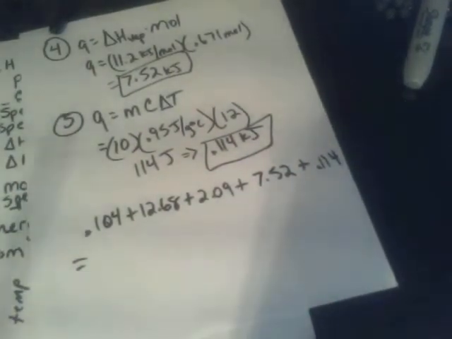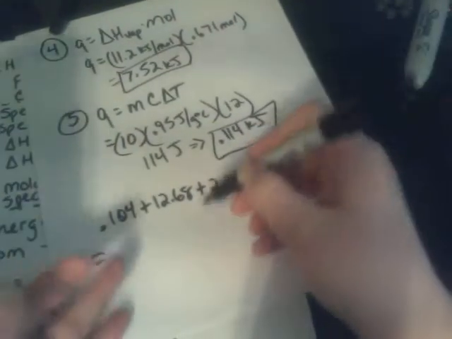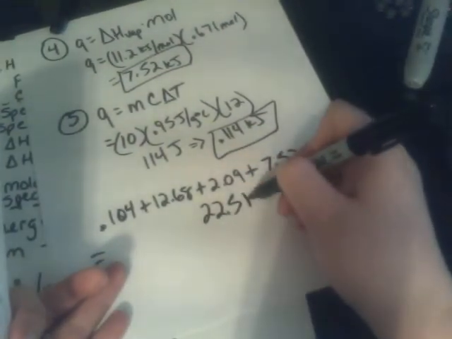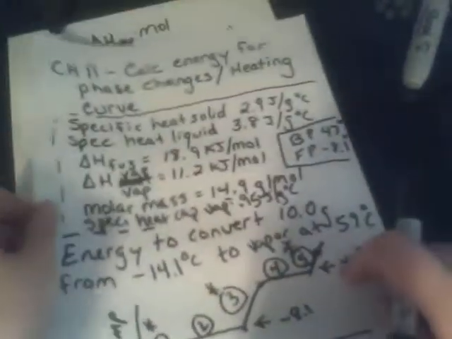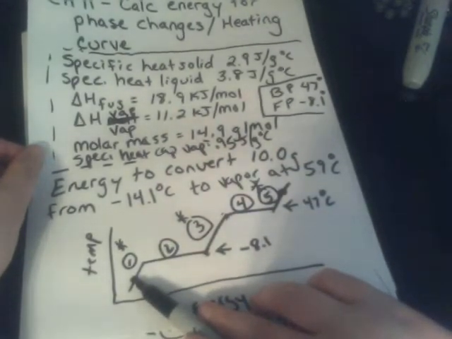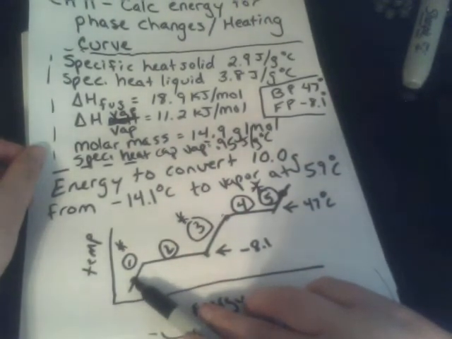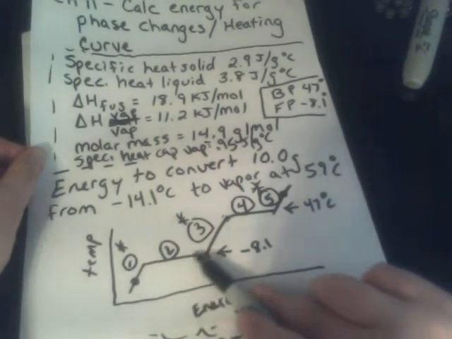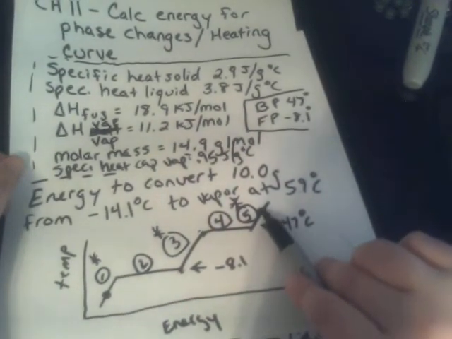So the final answer is, we got an answer of 22.5 kilojoules to increase just 10 grams of this stuff from a frozen solid that is below the freezing point all the way to a heated vapor.